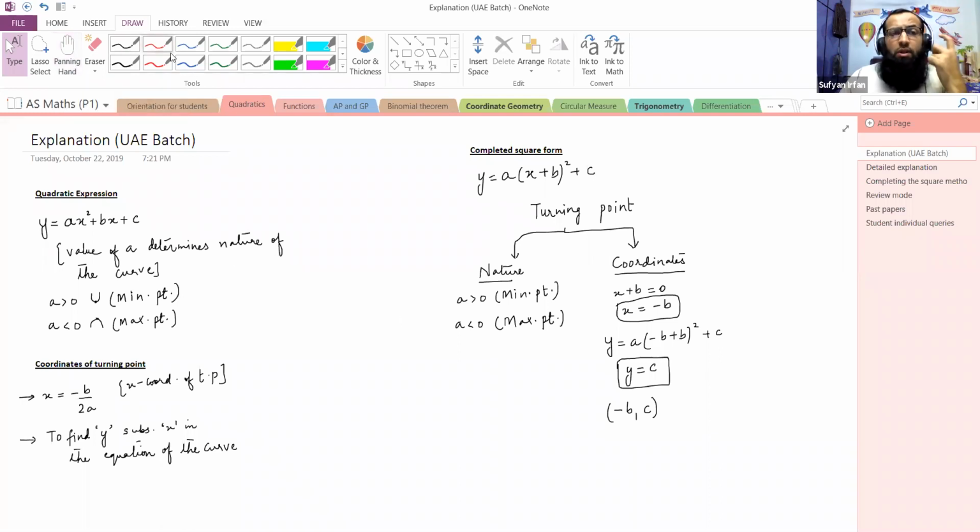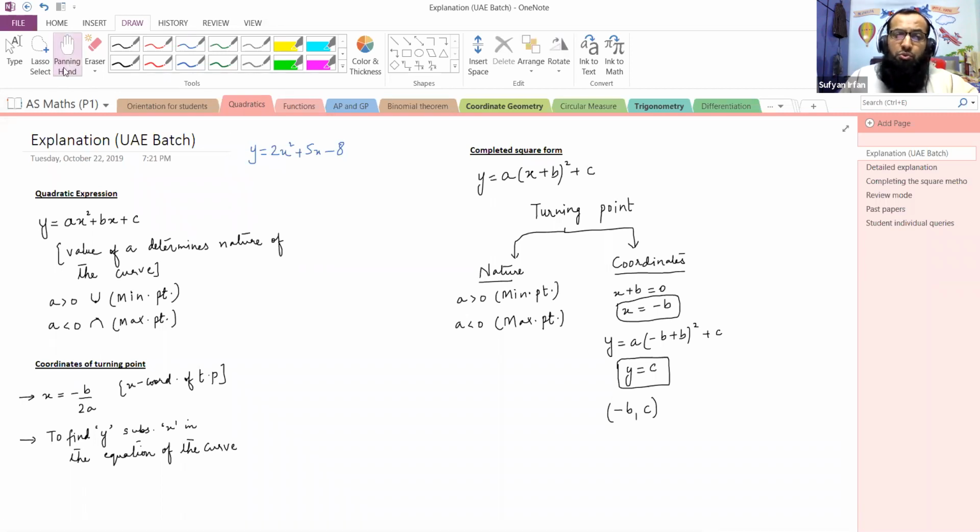So do we know what is the difference between an expression and an equation? To simplify this statement, an expression is without an equals to zero sign, and in an equation there is equals to zero. So this means if someone is saying y is equals to 2x squared plus 5x minus 8, now this is a quadratic expression.